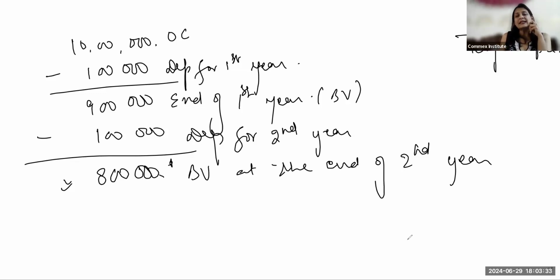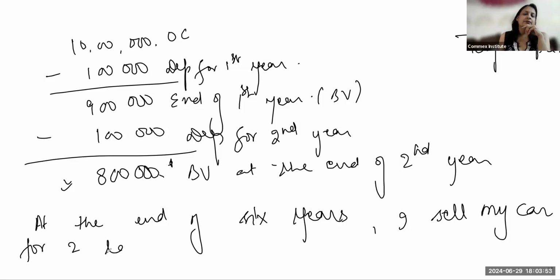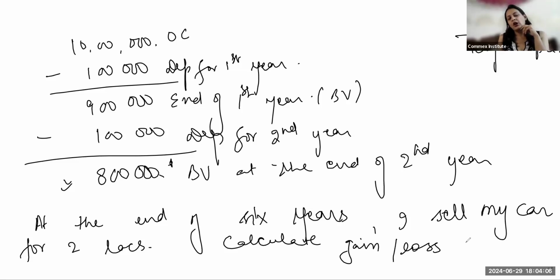Now, suppose I use this car for 6 years, bacho. I use this car for 6 years. At the end of 6 years, or you can say at the beginning of the 7th year, I sell my car for 2 lakhs. Please calculate, everybody try to use those formulas and calculate the gain or loss on the sale of the car.